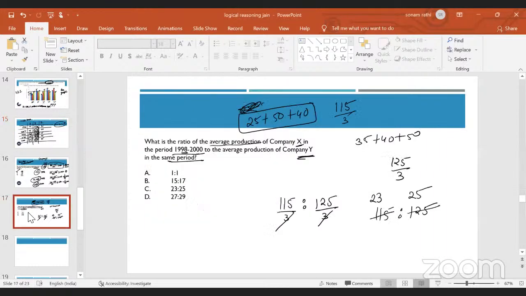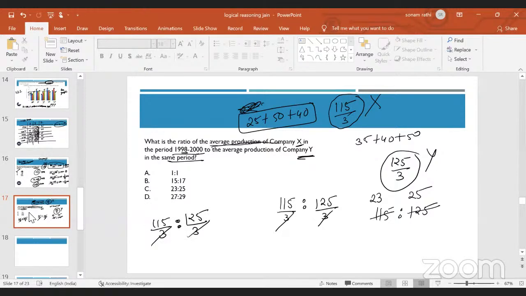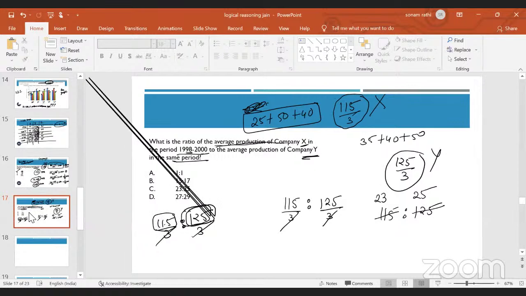Division part. Okay, I will show you the division part. Basically they are saying the average of this. So this is for X, this is for Y. So 115 upon 3 is to 125 upon 3. Ratio of this, so 3 cancelled out. Now both numbers are divisible by 5. When you divide this by 5 and this by 5, you will get 23 is to 25. The correct answer is option C.